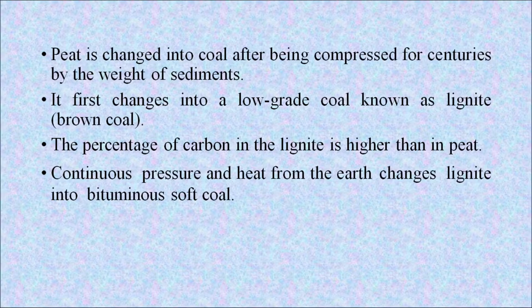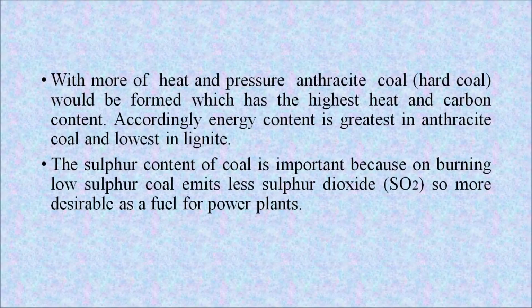Peat is changed into coal after being compressed for centuries by the weight of sediments. It first changes into a low grade coal known as lignite, or brown coal. The percentage of carbon in lignite is higher than in peat. Continuous pressure and heat from the earth change lignite into bituminous soft coal. With more heat and pressure, anthracite coal, or hard coal, is formed, which has the highest heat and carbon content. Accordingly, energy content is greatest in anthracite coal and lowest in lignite. The sulfur content of coal is important because on burning, low sulfur coal emits less sulfur dioxide, so it is more desirable as a fuel for power plants.